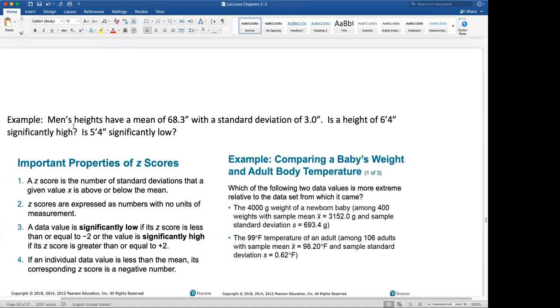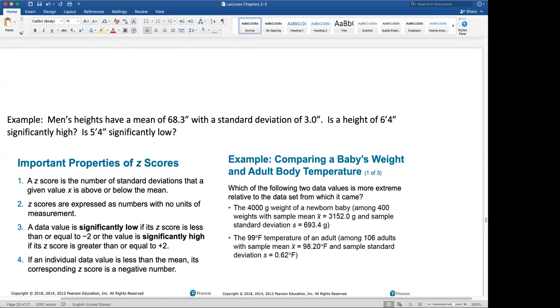Let's see an example. A man's height has a mean of 68.3 inches with a standard deviation of 3. Is a height of 6 feet 4 inches significantly high, and is a height of 5 feet 4 inches significantly low? In this case, we're going to find the z-score for those two data values, 6 feet 4 inches and 5 feet 4 inches.